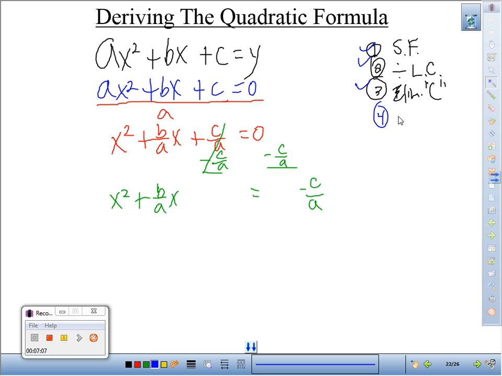Step 4, we're going to add b over 2 squared. So what is b here? B over a. You're like, wait a minute, it's kind of weird because it's b and this one is b over a. I know, right? Therefore, let's write b over 2a squared plus b over 2a squared.